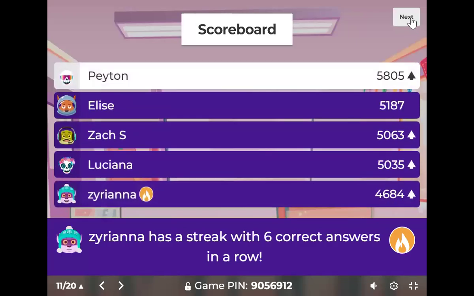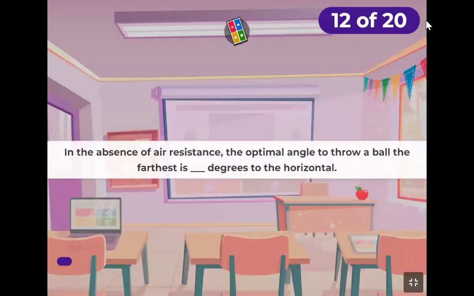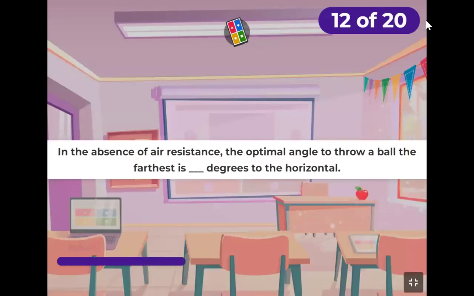Ziriana on fire. Luciana, Zach, Elise, Peyton. In the absence of air resistance, the optimal angle to throw a ball the furthest distance is how many degrees to the horizontal?